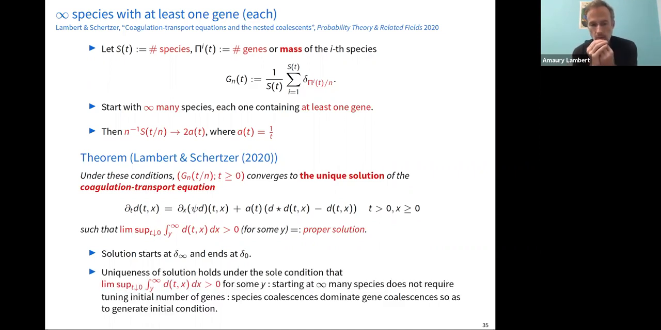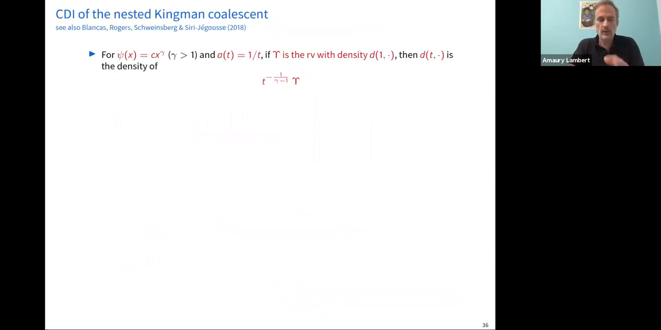And note that the uniqueness of the solution holds under the sole condition that at time 0 there is some mass away from 0. It means that you don't have to specify anything else, either in the probabilistic model or in the PDE limit. You don't have to specify anything about the initial condition. It means that starting at infinitely many species does not require tuning the initial number of genes, and that species coalescences dominate the gene coalescences so as to generate some kind of universal initial condition. And that's my last slide.